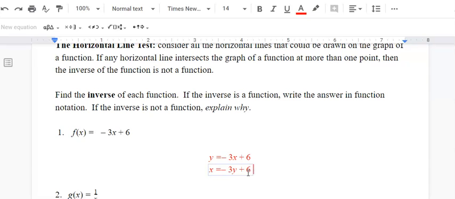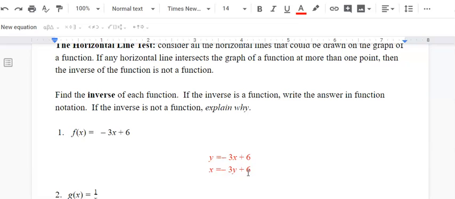So this is technically your inverse right here. But what we like to do is solve the equation for y. And there's 2 reasons for that. Number 1, to put it in function notation, you need your y to be alone on the left side. And number 2, if it's not a function, you sometimes can't really tell it's not a function until you solve for y. So you always want to solve for y. So how do we do that?